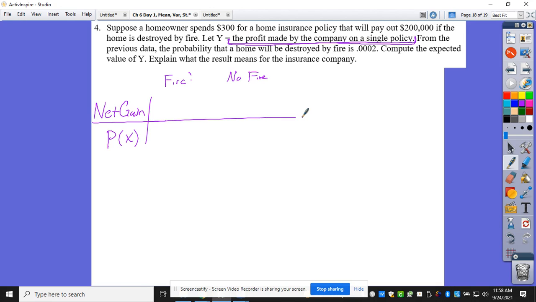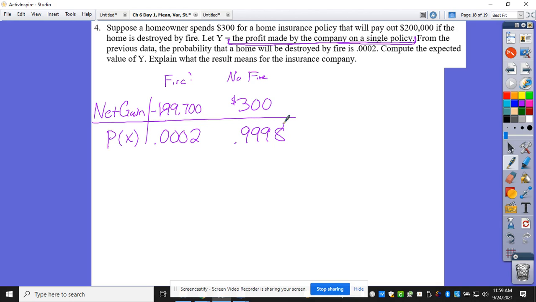so this is the amount of money that the company makes. If your house does not have a fire, how much does the company make net gain? $300. If you paid $300 for insurance and they have to pay you $200,000, what was that company's net gain? Negative $199,700. What's the probability that there is a fire? Which makes this one.